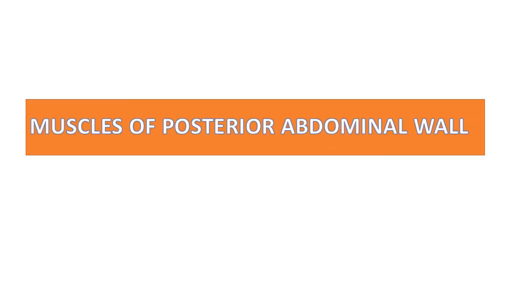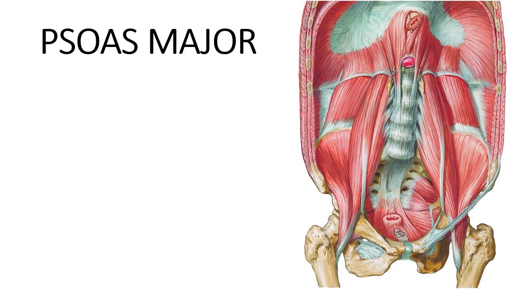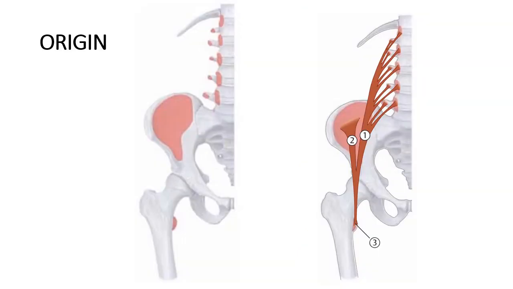Then moving to the muscles of the posterior abdominal wall. The first and foremost muscle is the psoas major muscle. The origin of this psoas major muscle is from the anterior surface of the transverse process of the lumbar vertebrae. Five slips arise from the anterior surface of the transverse process of the lumbar vertebrae, and the other five slips arise from the bodies of the lumbar vertebrae, and also from the intervertebral discs present between the lumbar vertebrae. So this is the origin of the psoas major.